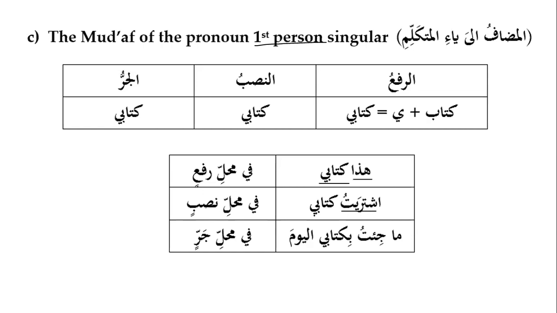Ishtaraytu kitabi, I bought my book. So it is maful bihi. And ma ji'tu bi kitabi, here it is majrur. So we say this is fi mahalli raf'in wa nasbin wa jarrin. And we have discussed this many times in book number 2.